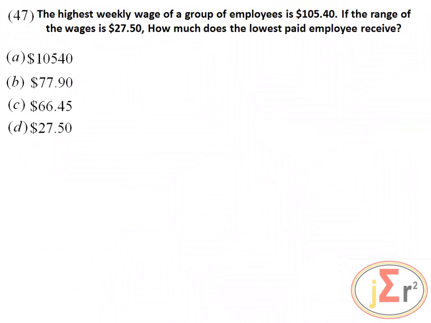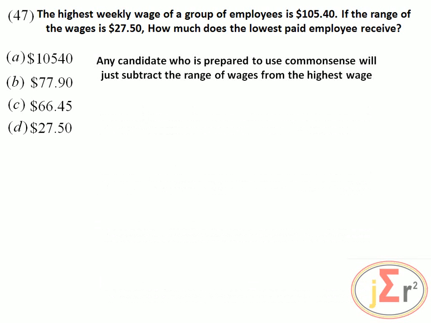The highest weekly wage of a group of employees is $105.40. If the range of the wages is $27.50, how much does the lowest paid employee receive? By common sense, we may just look at it and know exactly what to do with this problem. Any candidate who is prepared to use common sense will just subtract the range of wages from the highest wage. No problem with that.